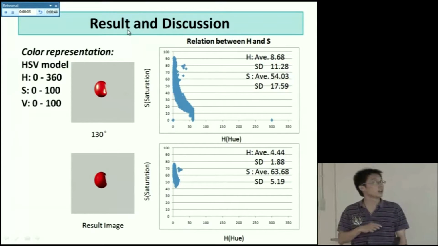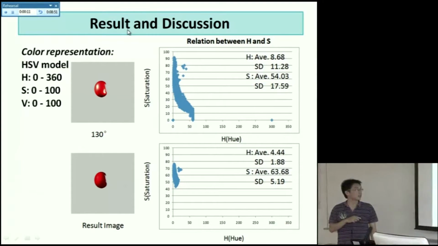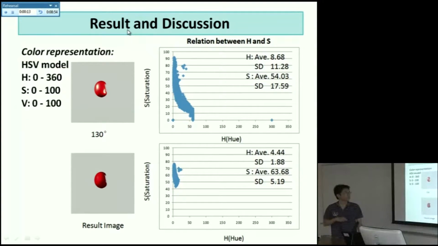Next, let's see the color representation improvement. Here, all the images are converted to the HSV model. Here is the range of the H value, S value, and V value. These two figures show the relation between H and S, corresponding to these two images in the tomato area. This is the worst situation, with the two halations there, and this is our result image.